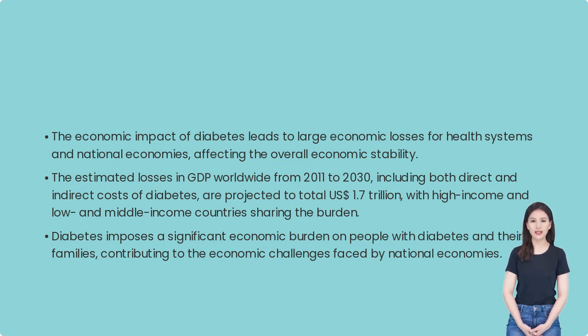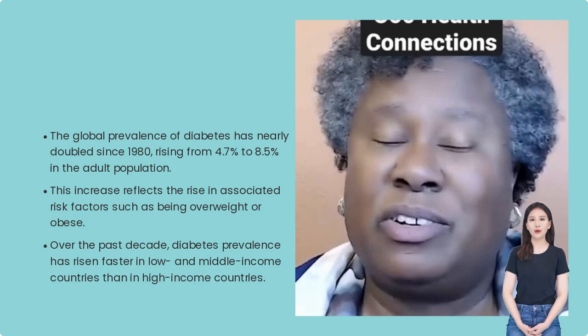Diabetes imposes a significant economic burden on people with diabetes and their families, contributing to the economic challenges faced by national economies. The global prevalence of diabetes has nearly doubled since 1980, rising from 4.7% to 8.5% in the adult population. This increase reflects the rise in associated risk factors such as being overweight or obese.